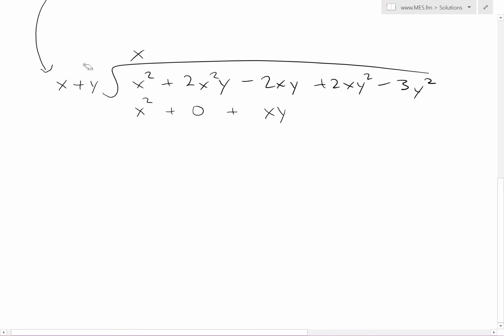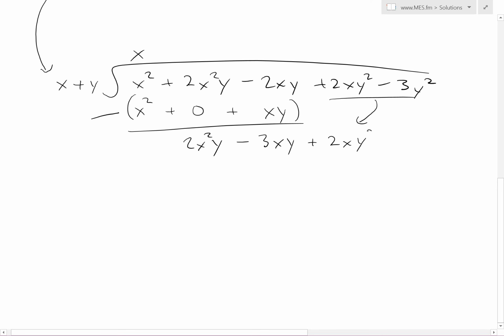Now we just subtract. We subtract this entire thing from the bar on top. We get x squared minus x squared, that's just 0. And now we have 2x squared y minus 0, that's just 2x squared y. And now negative 2xy minus xy equals negative 3xy. And now we bring these down here. We're not subtracting them from anything, so this minus 0 is just the remainder, exactly what this is. So we bring down 2xy squared minus 3y squared. So now we have this.